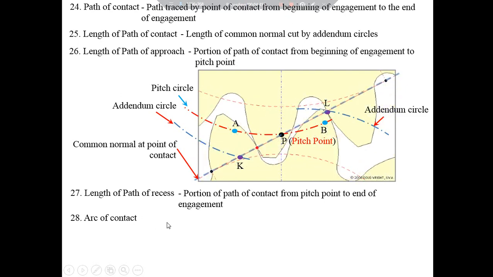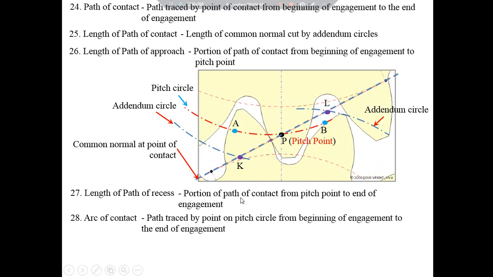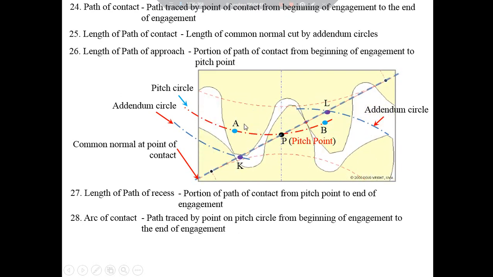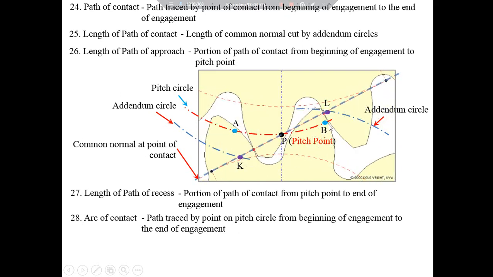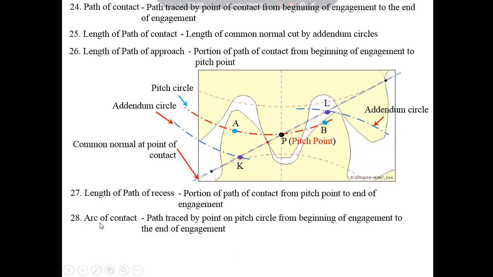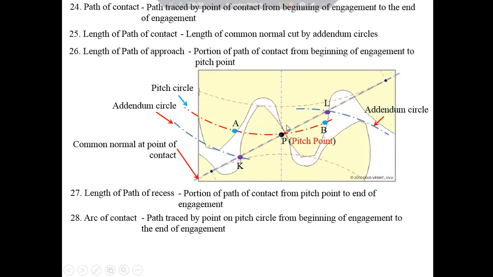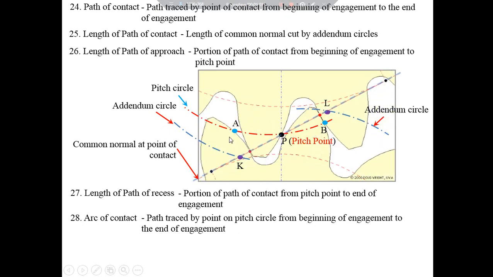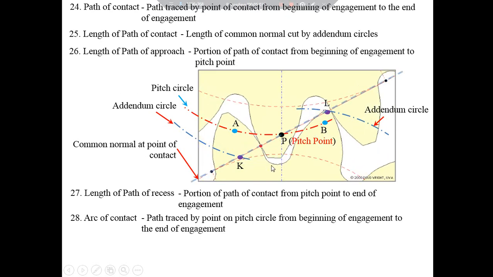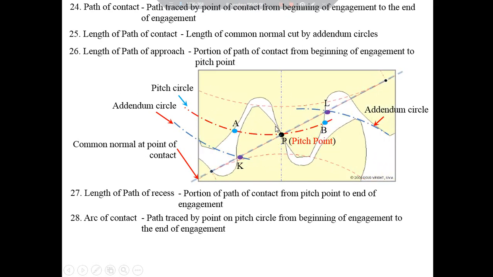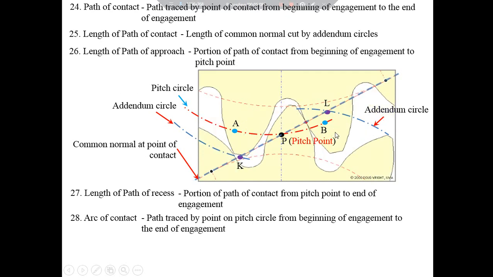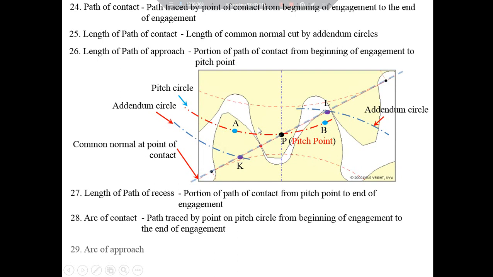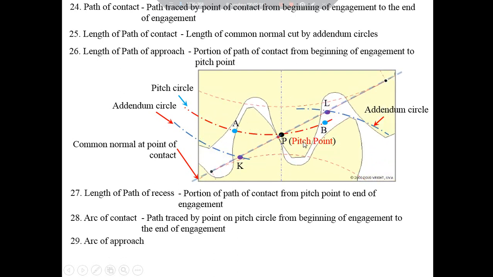So, path traced by a point on pitch circle from beginning of engagement to the end of the engagement is called as arc of contact. Once again, pitch point divides the arc of contact into two portions, arc AP and arc PB. Arc AP is arc of approach and arc PB is arc of recess.